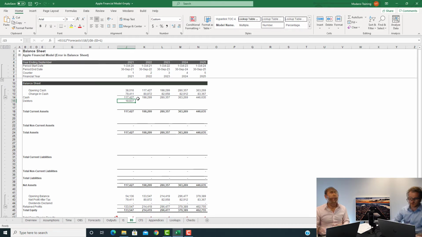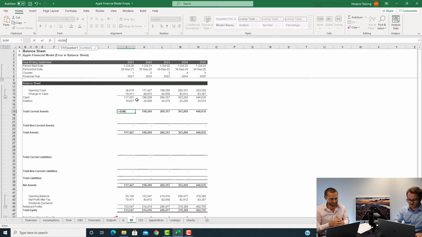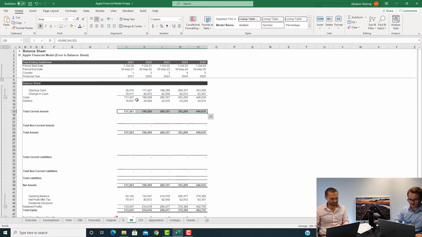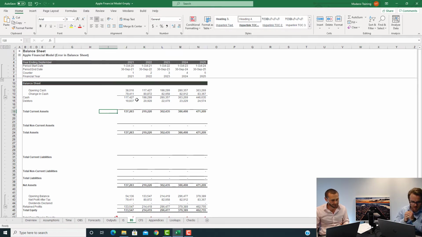Perfect. Okay. So if you copy that across, and then just include in total current assets that formula by changing the formula to include cash and debtors. So it'll be a sum of these two. Yeah, just to equal sum, J12 to J13. Perfect. Is that right? J12, J14 to J15. J14 and 15. Yep. Cool.